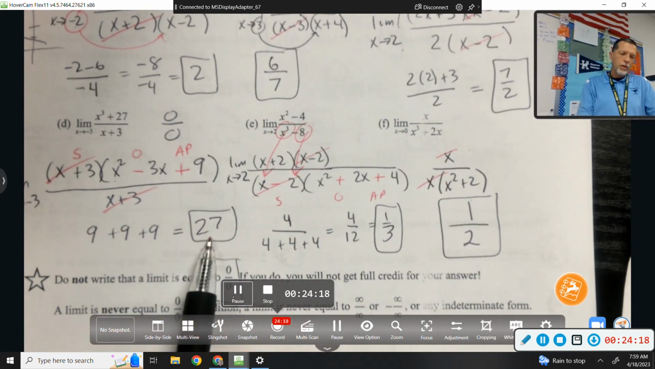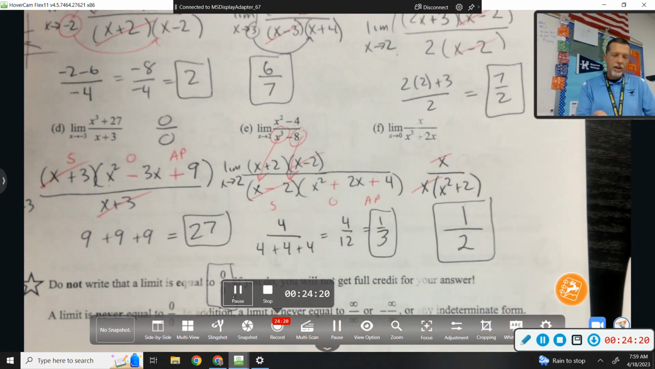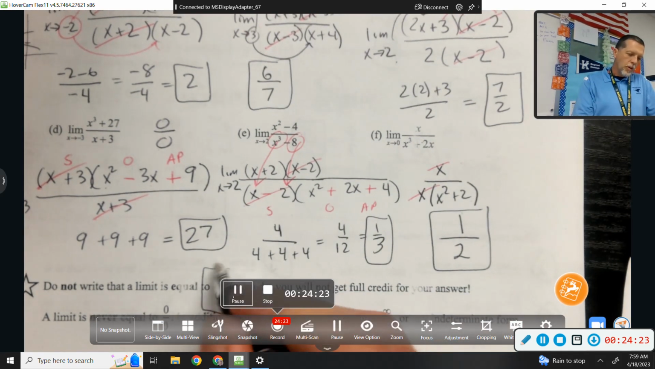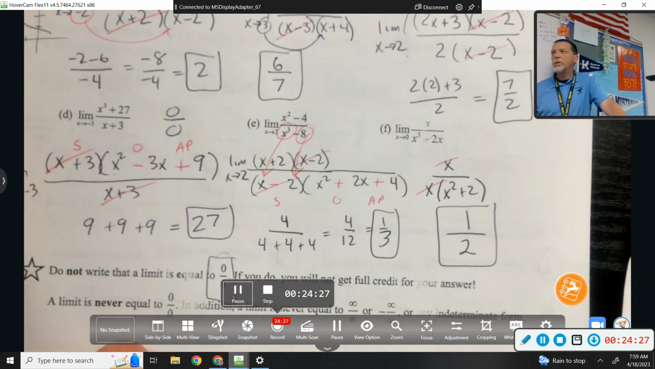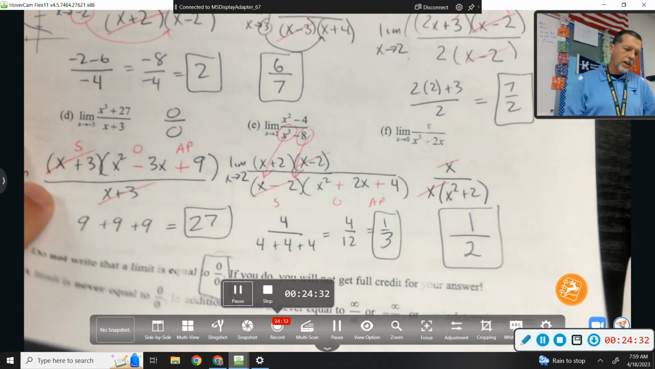It's equal to 27 or 7/2 or whatever. So you can put 0 over 0 on the page, but do not say the limit is equal to 0 over 0 because that's not true. The whole point is it's not 0 over 0. You got to figure out what it is.